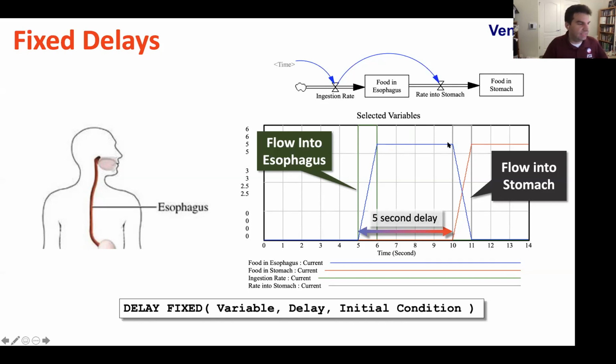But then 5 seconds later, it hits the end of the esophagus and starts unloading into the stomach. And that's what this gray pulse is. This gray pulse, again, is designed to be an exact copy of the green pulse just 5 seconds later. That allows the food to empty out of the esophagus and into the stomach. And then you get the end of the stomach.